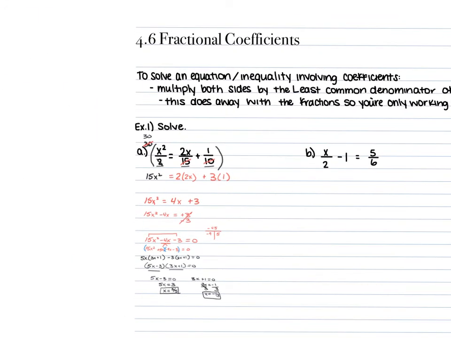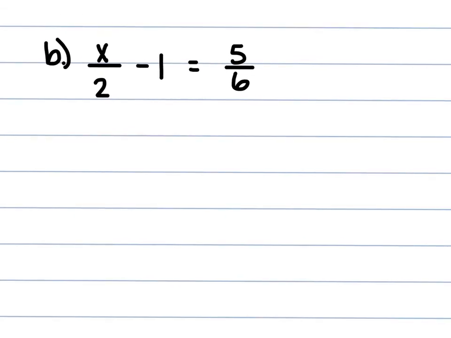Okay, so we have three things here. We've got x over 2, negative 1, and 5 over 6. But those are not three fractions. So what could we do? Let's write it as three fractions then so that we can solve that problem. Here we go.